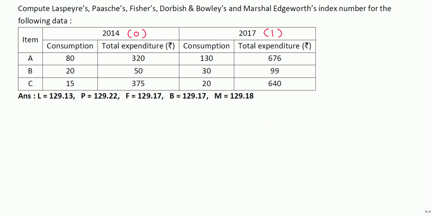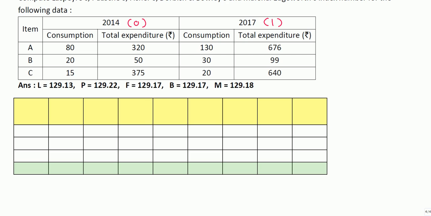So total expenditure upon Q0 gives us P0. Let's prepare our table. First write down the items: A, B, C, and here we put the total. Now, consumption of 2014 is Q0, given as 80, 20 and 15 respectively. Now we have to find P0, which is total expenditure divided by Q0. We don't usually get this type of sum in the exam, but if it comes, put the formula this way.